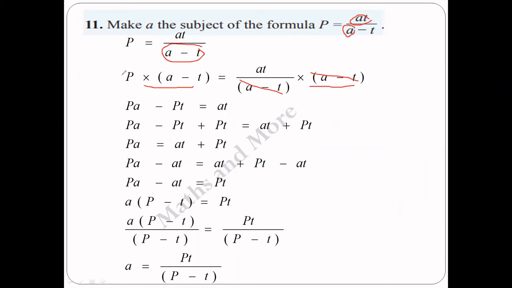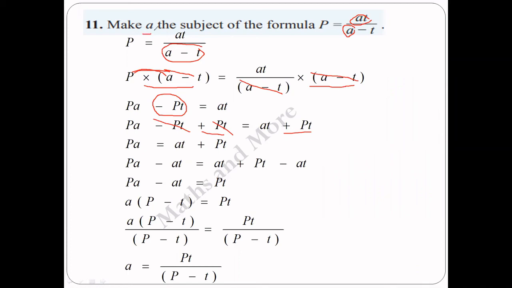Now AT remains in the right hand side. Equation sign, P into A. Let's remove this bracket. P into A, PA. P into T, PT. PA minus PT. Now we want to remove this minus PT. How to remove minus PT? Put plus PT to both left and right, and cancel that out. PA equals AT plus PT.